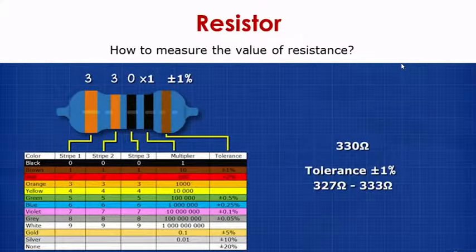So the 5 band resistor is the same as that of the 4 band resistor. The first stripe from the left is orange, which is digit 3. The second stripe is also orange, so the digit is 3. The third stripe denotes black, 0. And the fourth one, black, is the multiplier, which is 1. So 330 into 1 becomes 330 ohm, and tolerance is 1%.